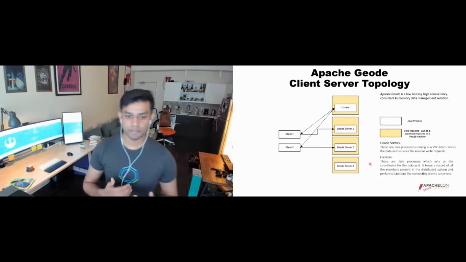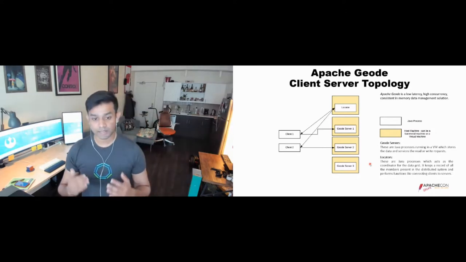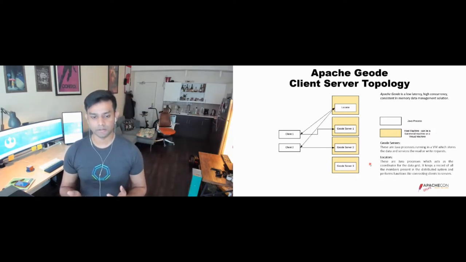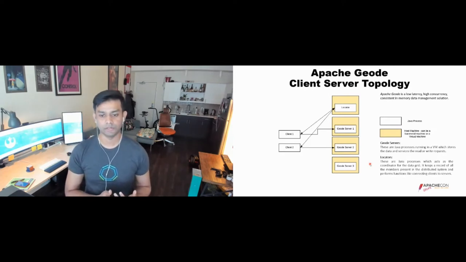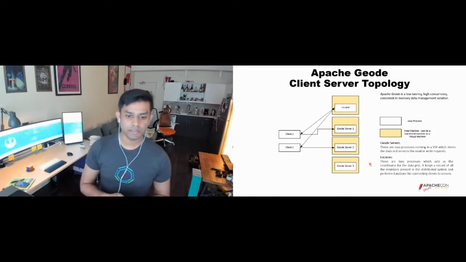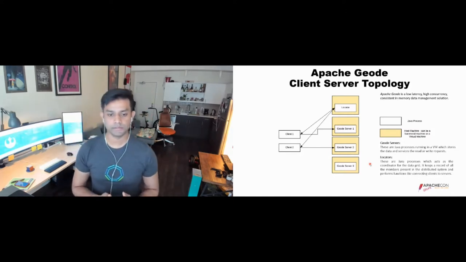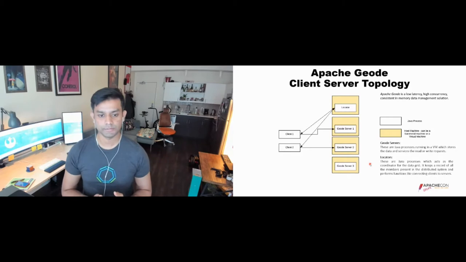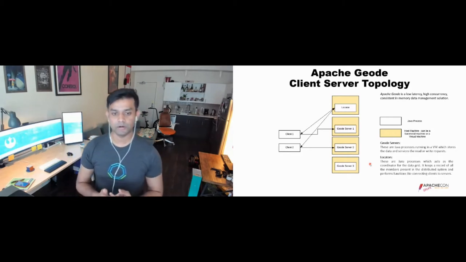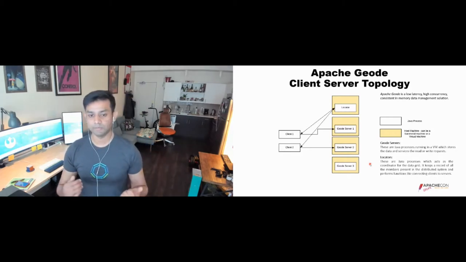Geode servers are Java processes which actually store the data in the cluster. They also service all the requests that come from the Geode clients. In this diagram, you can see the white boxes which represent Java processes, and then the encapsulating yellow host machine, which can be a virtual machine or a bare metal.